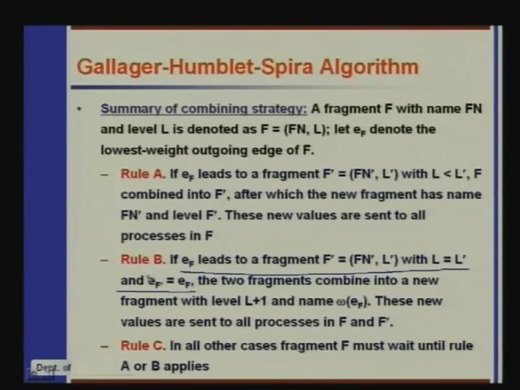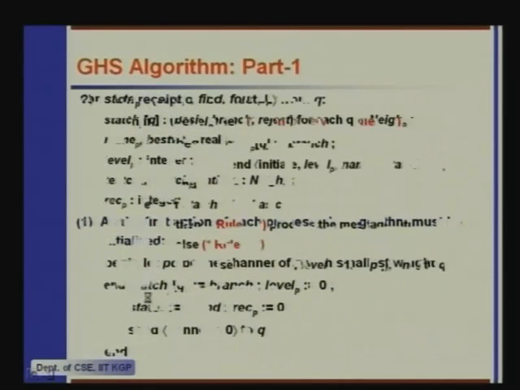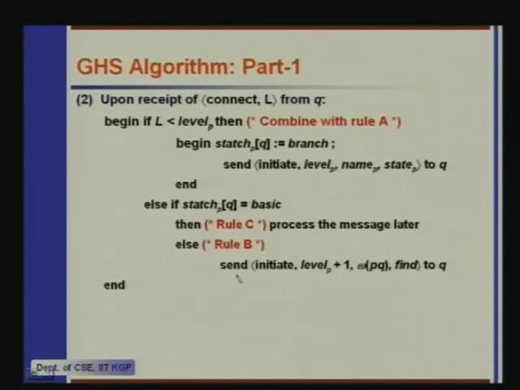I should have highlighted this thing earlier. See, this is another condition that is there in this rule. So, that is why when you check this, if this process has also sent a connect message to Q, then the status of the channel from P to Q will not be basic anymore, it will be branch, then rule B will apply, and when rule B applies, then symmetrically both P and Q will send initiate messages to each other, right.